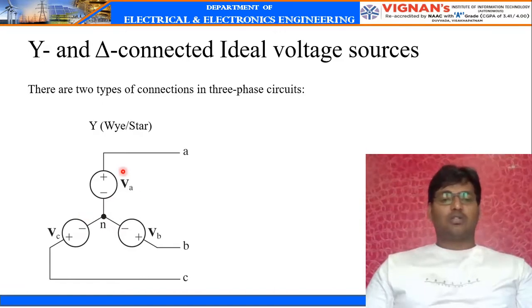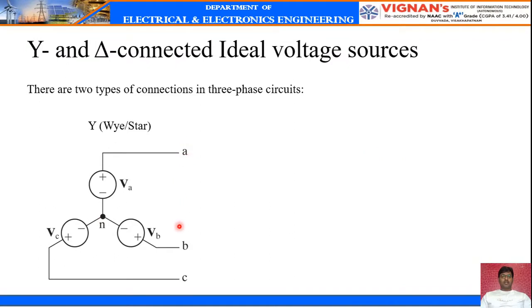These three voltage sources are said to be connected in star if one terminal is common to all three elements. Here you can see all the negative terminals are joined at the point N, where N is called the neutral point. Here there is phase A, phase B and phase C. So these three are connected in star.